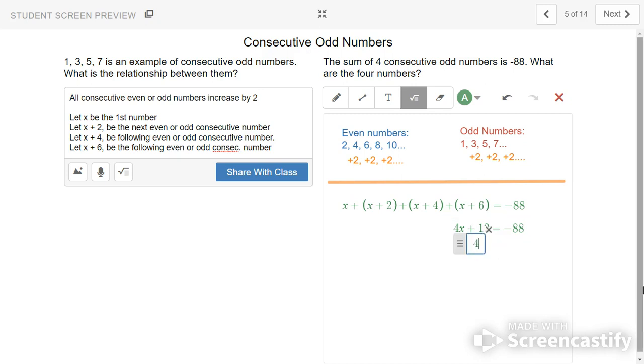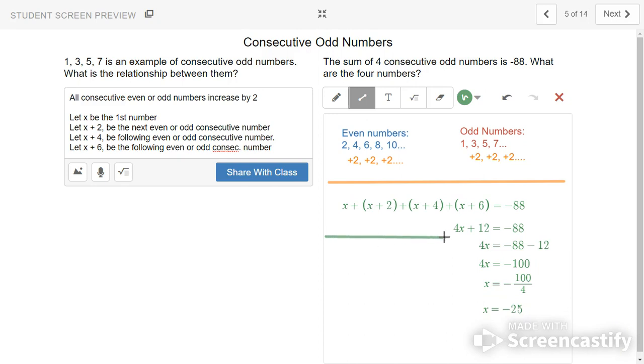Let's rearrange. 4x is equal to negative 88 minus 12. 4x is equal to negative 100. And we're going to divide negative 100 by 4. So that gives us x is equal to negative 25. Now, I know that the first number is negative 25.